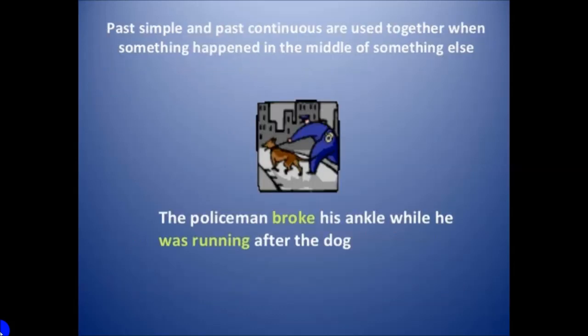Past continuous can also be used together with past simple when something happened in the middle of something else. And you can also see in the example the policeman broke his ankle while he was running after the dog. And the longer action is in past continuous, and the shorter one is in past simple tense.